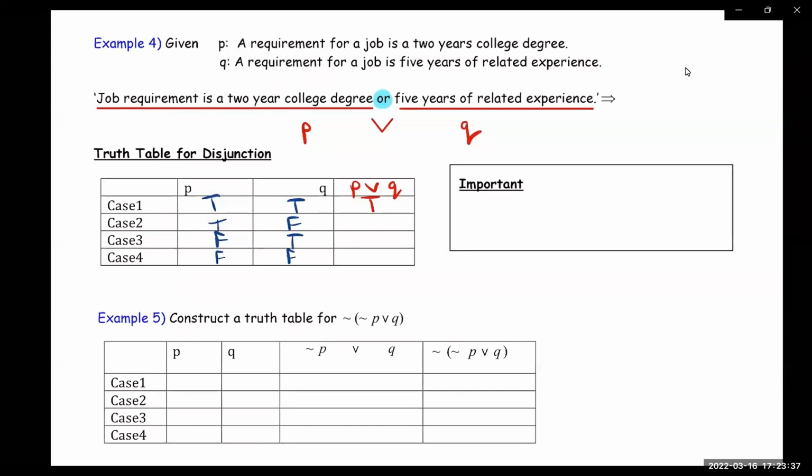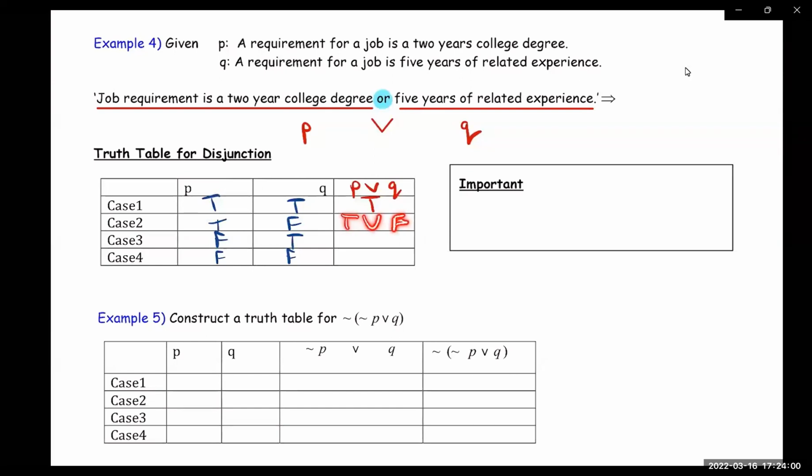All right, the next one would be true or false. What do you guys think? Is that going to be true or false overall? True. If it would have been an and, that means they both have to be true. But if it's an or, only one of them has to be true for the whole statement to be true.